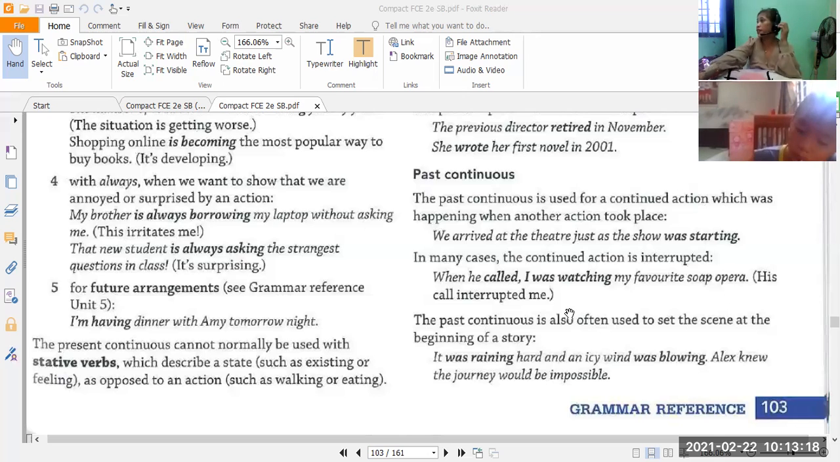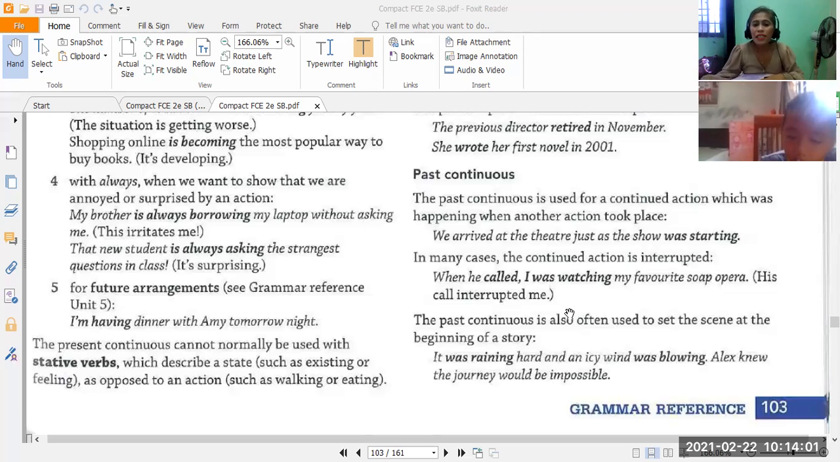Next, another case is here. In many cases, the continued action is interrupted. When he called, I was watching my favorite soap opera. So his call interrupted me. You understand? So two actions: when he called, I was watching my favorite soap opera.